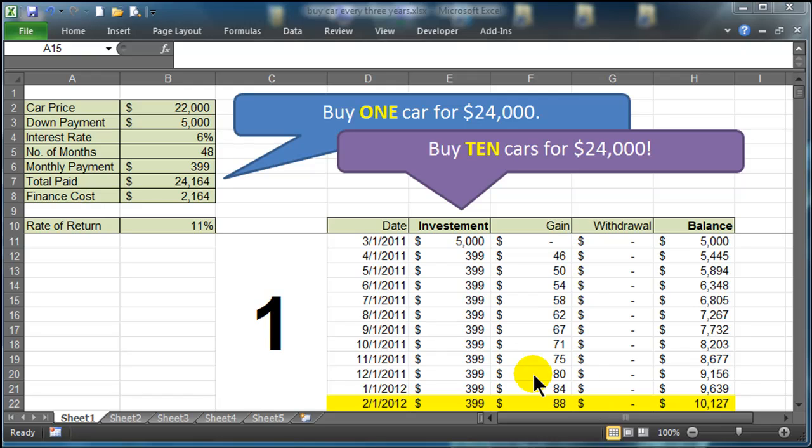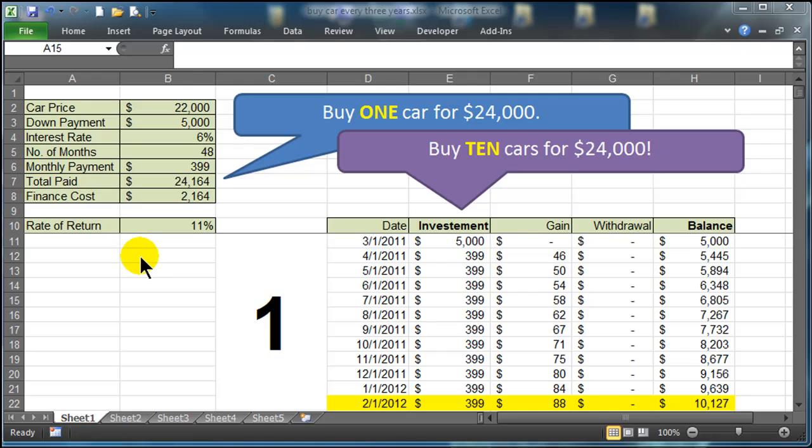Hi, this is Ralph, and in this video I want to use Excel in order to confirm a process of buying 10 cars for $24,000, basically buying one car every 3 years for the next 30 years, versus just buying one car right now. So what I've got here is a worksheet that uses a couple of functions, really just a payment function and then some basic formula in order to calculate this scenario.